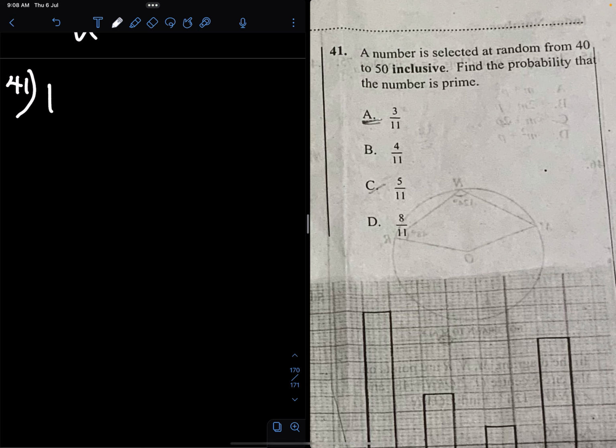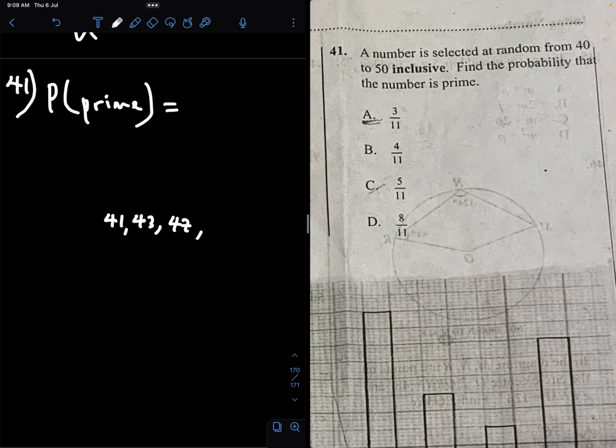Okay, probability that the number is prime. What are the prime numbers from 40 to 50? 40 is not prime, 41 is prime, 42 is not prime, 43 is prime, 44 is not prime, 45 is not prime, 46 is not prime, 47 is prime, 48 is not prime, 49 is not prime, 50 is not prime.